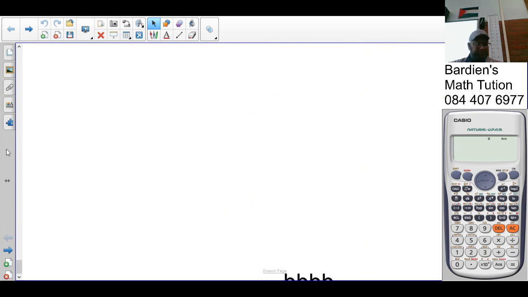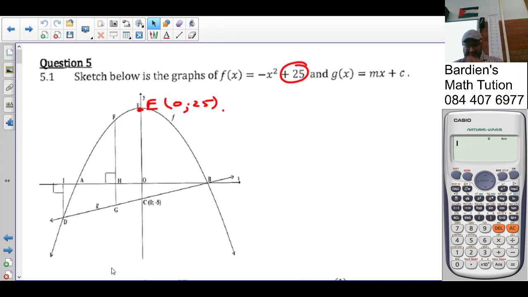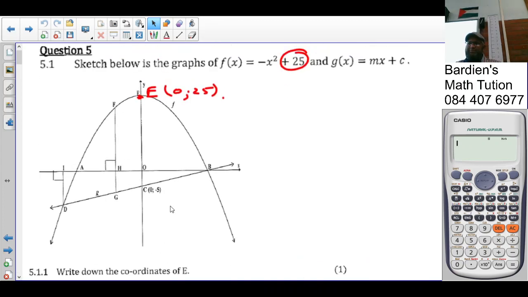Okay, then we went on to the next page. The first question was to calculate E, the coordinates of E, and we said that the coordinates of E is going to be your constant term, either in a parabola equation or a straight line. If we didn't know that, we can go with x-intercept, let y equal to 0, or in this case, y-intercept, we let x equal to 0. So that takes care of E.